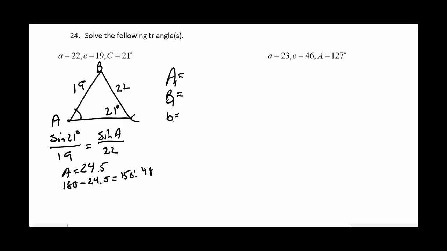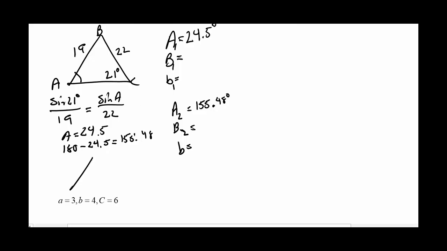So I actually have two triangles with different angle A's. One triangle where it's 24.5 degrees, and the other triangle where it's 155.48 degrees. Okay, so now I'm going to go solve those two independent of each other. And maybe I want to draw another picture with my second numbers in there so I can see it myself. 155, and this one is 24.